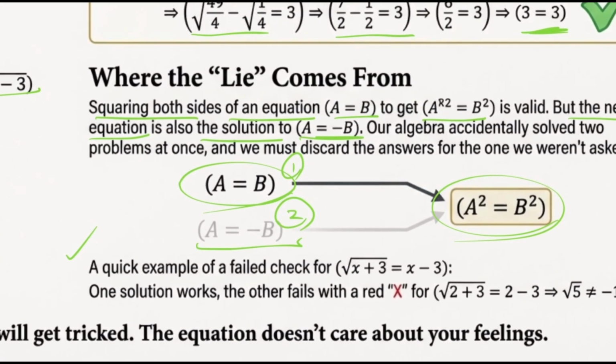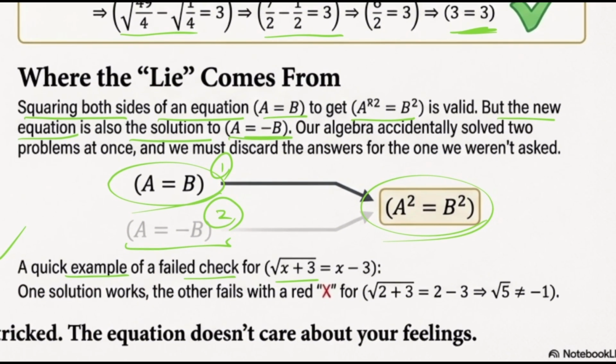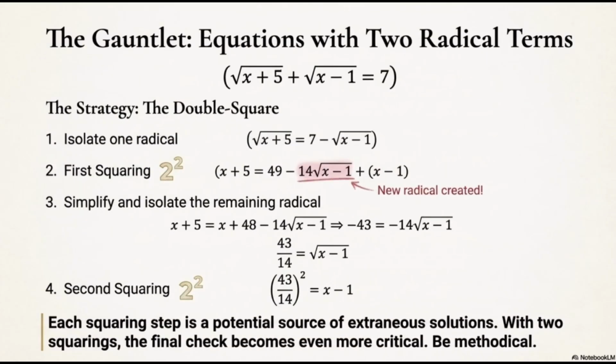So at this point, a quick example of a failed check would be root of x plus 3 is equal to x minus 3. If you have one of the solutions, it would be what? One of the solutions could lead you to a fact that at the end of the day, you would reach something like this, which is not going to be right. So be very, very careful with that one.